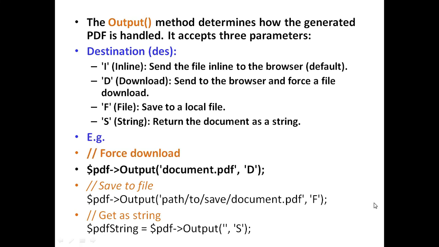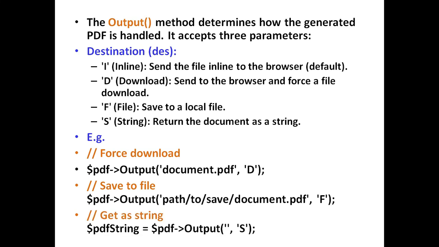For example, to force the download, we will give Output with parameters document name and D, which will download the file with the name document.pdf. To save the file, we will give the path where you want to save and the document name, with parameter F. And to get the output as a string, we'll store the output into a string. So $pdfString = $pdf->Output with parameter S.